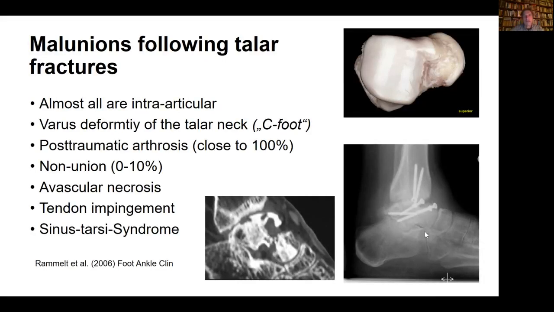That doesn't mean they will all be symptomatic or require secondary fusion. This is about 20-30%, but it's a significant number. And the non-unions typically arise from technical problems or from patients that have not been treated operatively.